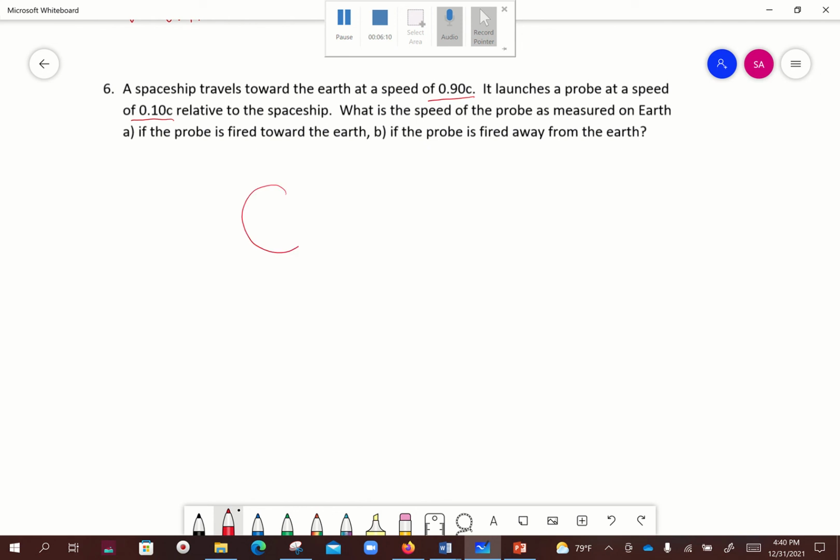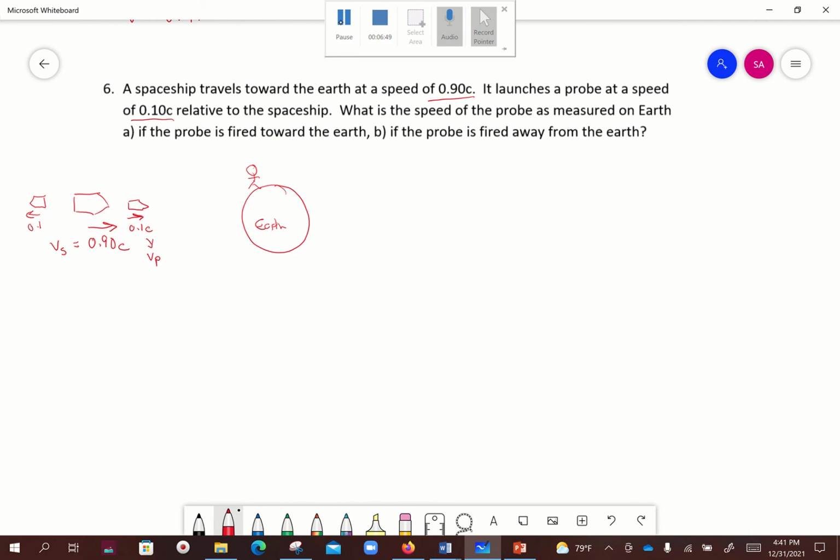All right, so here's the Earth, and here's my spaceship. It's traveling towards the Earth at 0.90 times c. Let's call it VS for V spaceship. And then it launches another little probe at a speed of 0.1 c relative to it. Let's call this VP, V for the probe. So it can launch it forward or it can launch it backwards. We want to know what's the sum of the velocities that somebody standing on the planet would measure, right?